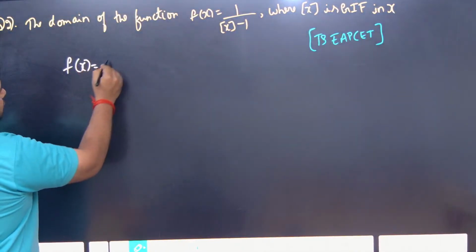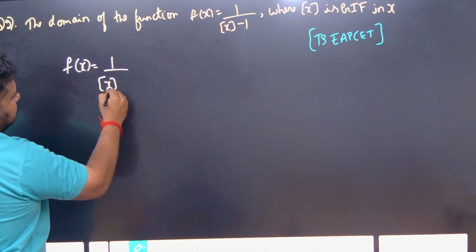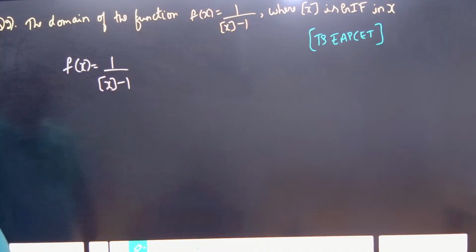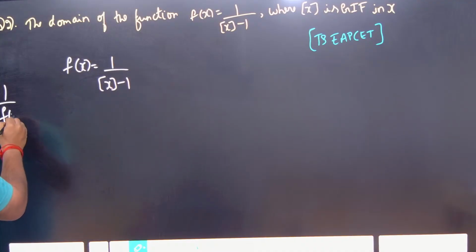So see here they have given f of x as what? F of x is equal to 1 by step of x minus 1. Okay, 1 by step of x minus 1 is given. So I told you, whenever finding the domain, 1 by f of x is given means we will write what? F of x should not be equal to 0.